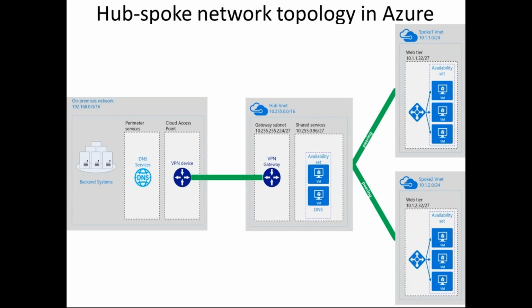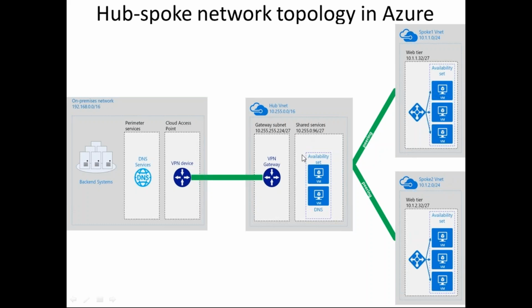There is a VNet peering between hub VNet and spoke 1. And there is also a VNet peering between hub VNet and spoke 2. VNet peerings are not transitive in nature. It means that machine in hub VNet, this is a hub VNet right here, this is the name, hub VNet, and this is spoke 1 VNet, this is spoke 2 VNet.